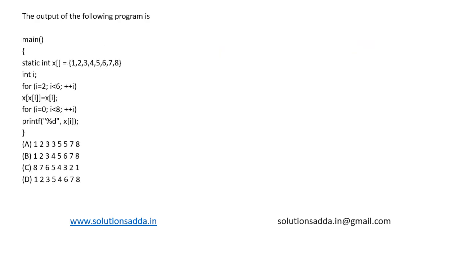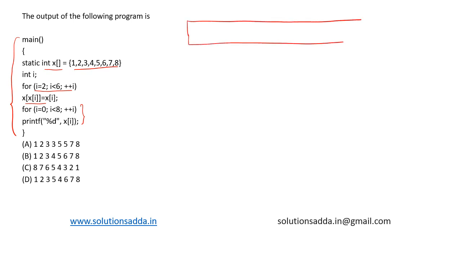This is a question from C programming. We are asked to find out the output of this following program. We have a static array X and values are assigned. Then there is a loop which is assigning values to this, and then we are printing the value. What will be the final output? So this is a static array. So let's first draw the array. We have the values 1, 2, 3, 4, 5, 6, 7, and 8, and the index values are 0, 1, 2, 3, 4, 5, 6, and 7.